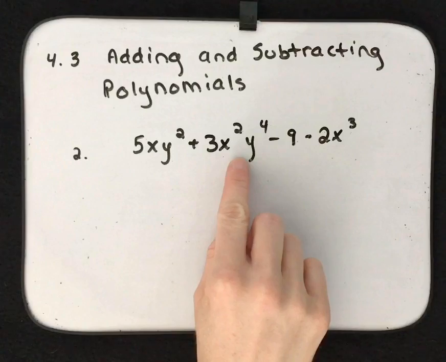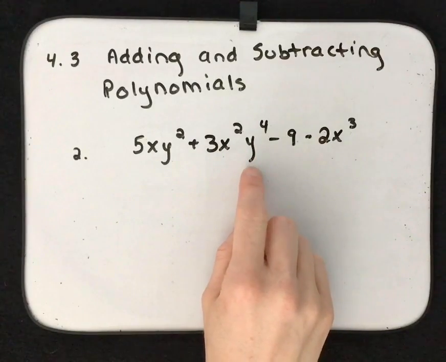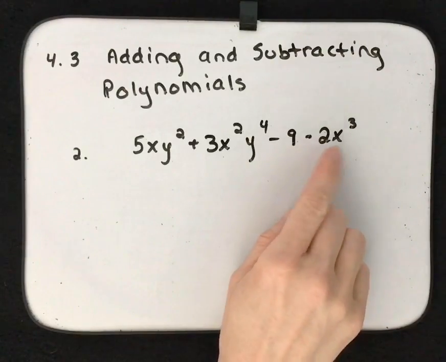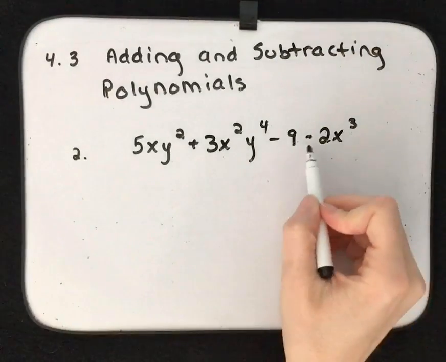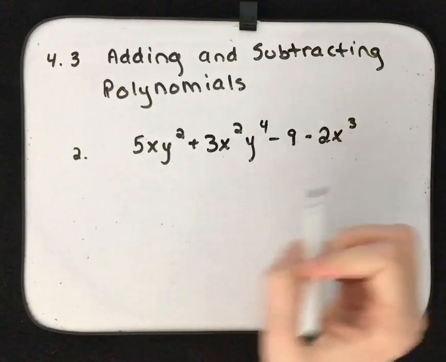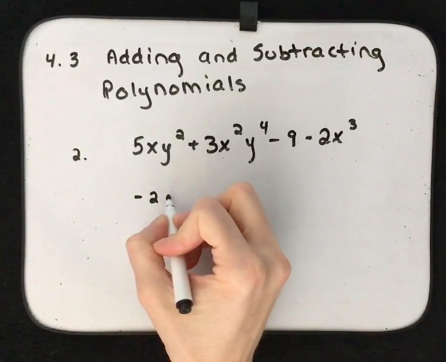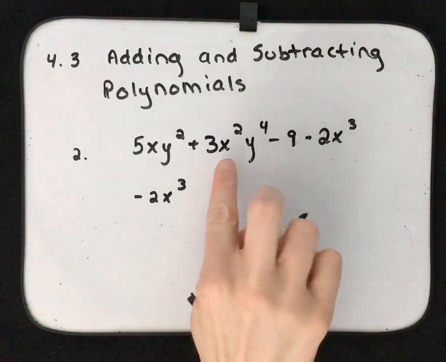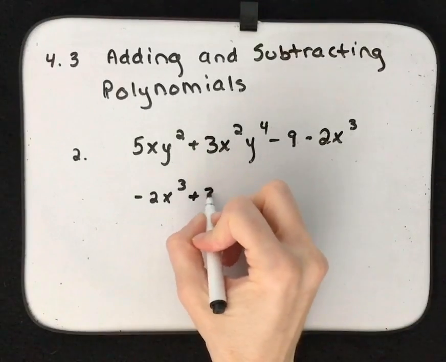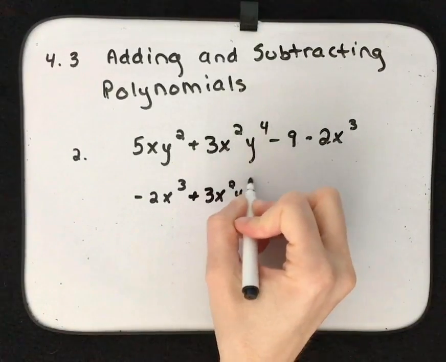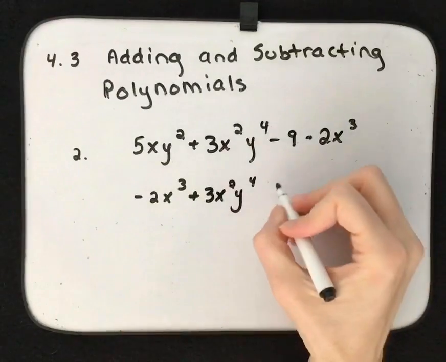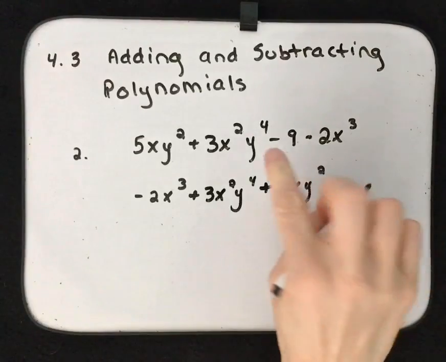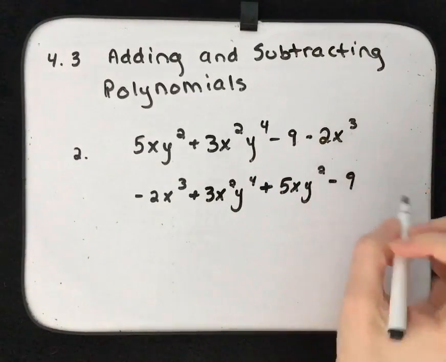Notice we have other variables. Here we have a y to the fourth, but we weren't asked to write it in descending order of y. We were asked to write in descending order of x. So we would still start with this one. This is a negative 2, so that whole term comes as the first term. So negative 2x to the third. Then we have x to the second in this term, so plus 3x to the second, y to the fourth. We have x to the first in this term, it's positive 5x, y to the second, and we have no x's in this term, so minus 9.